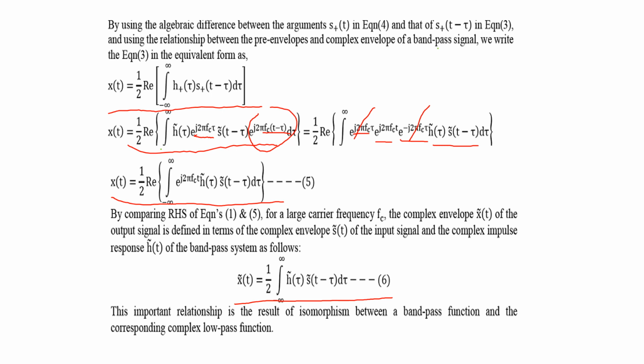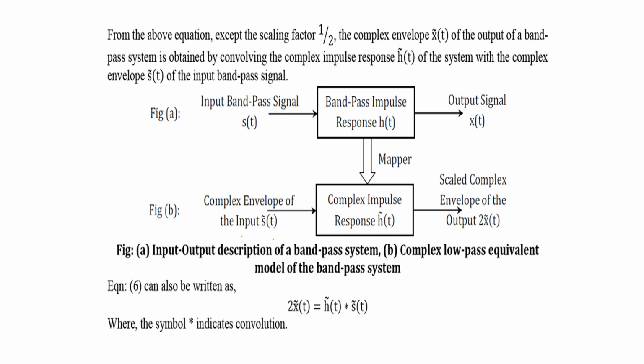The important result of this relationship is between the band pass function and the corresponding complex low pass function. This is the band pass function and this is the low pass function. The relationship between these two terms can be considered as x tilde of t. This is the block diagram representation: the input band pass signal s of t, the band pass impulse response h of t, and the output signal x of t, which is now the low pass complex envelope.